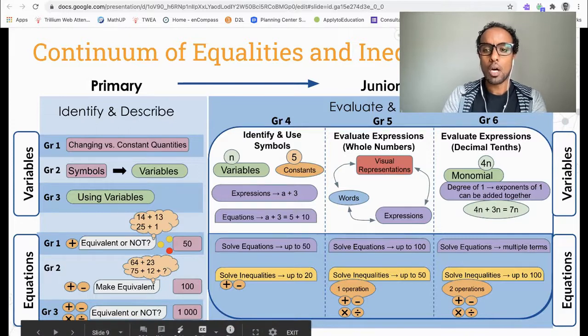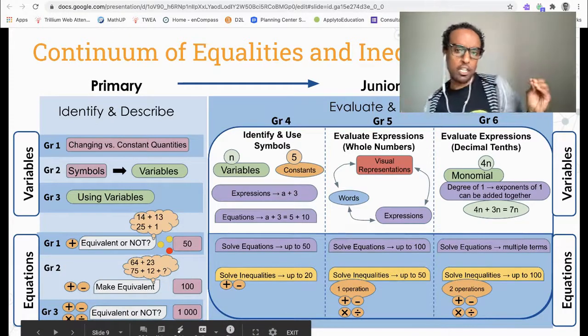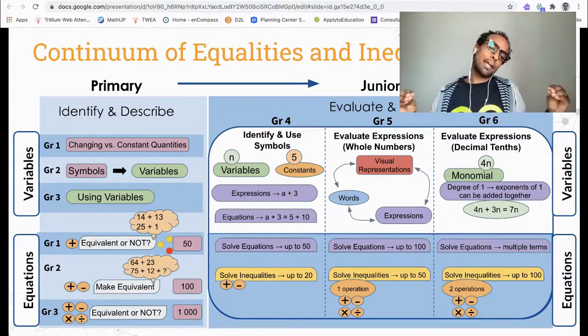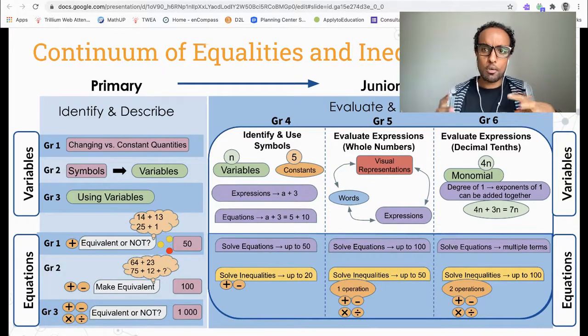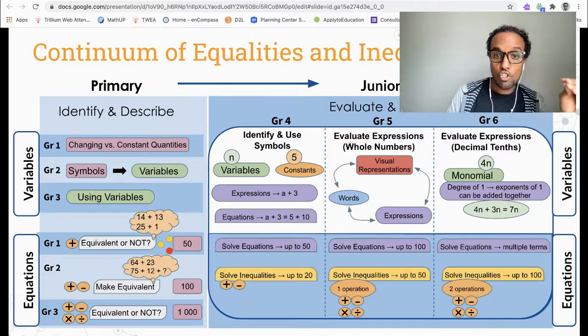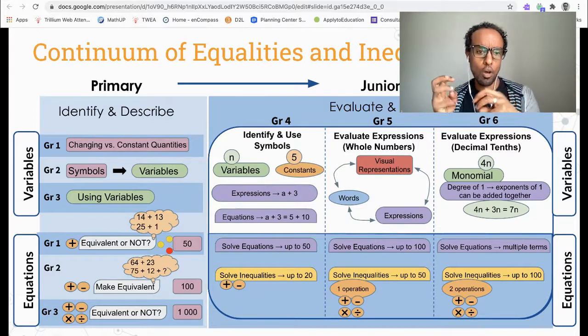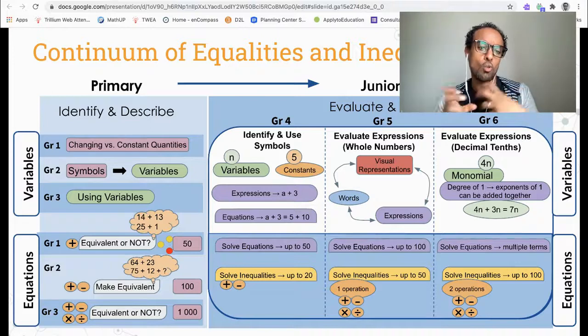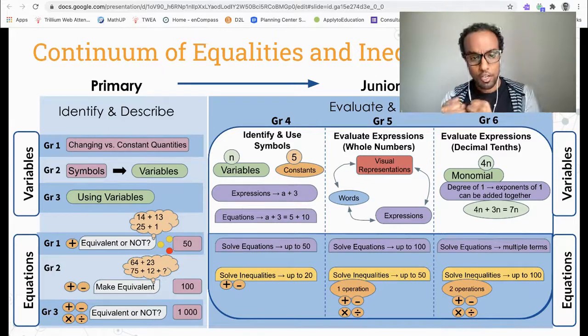Okay, so we want to pull out the continuum of learning across junior, but also reach back a little bit into primary so we can understand what's happening. Across primary, they're basically identifying and describing things. They're working with changing values versus constant quantities. The things that are unknown can be shown in symbols and variables, and then they're using variables in grade 3.